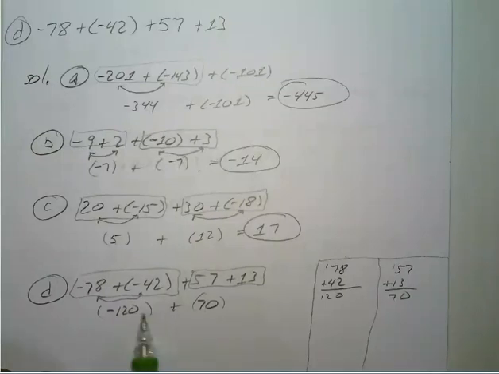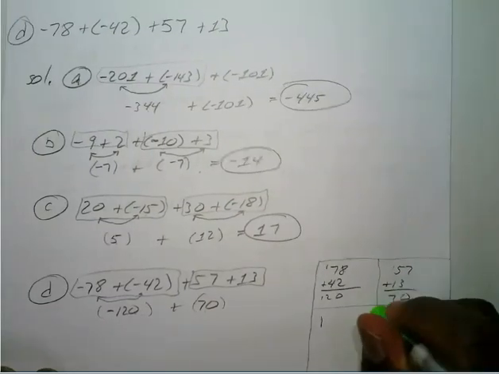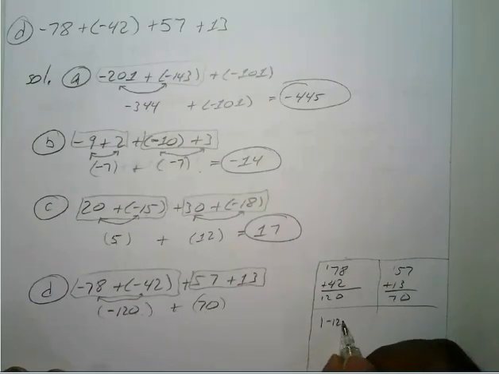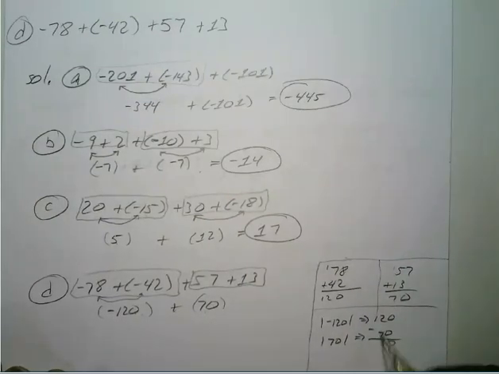Okay, so we add these two together, we have different signs. So of course we have to use the different signs. So the absolute value, we move that out the way, of negative 120 is 120. And the absolute value of 70 is 70. So we go ahead and subtract those. And we end up with 50. But since the largest absolute value is negative, that ends up being negative 50.